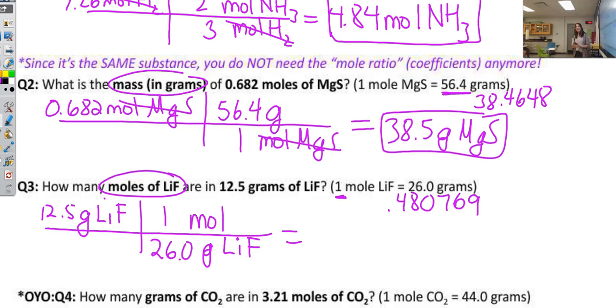On the count of 3, what would your answer be? 1, 2, 3, go. 0.481. Very good. 0.481 would be 3 digits because that 7 is going to round the 0 up to a 1. And then our grams canceled out, and we are left with moles of LiF.